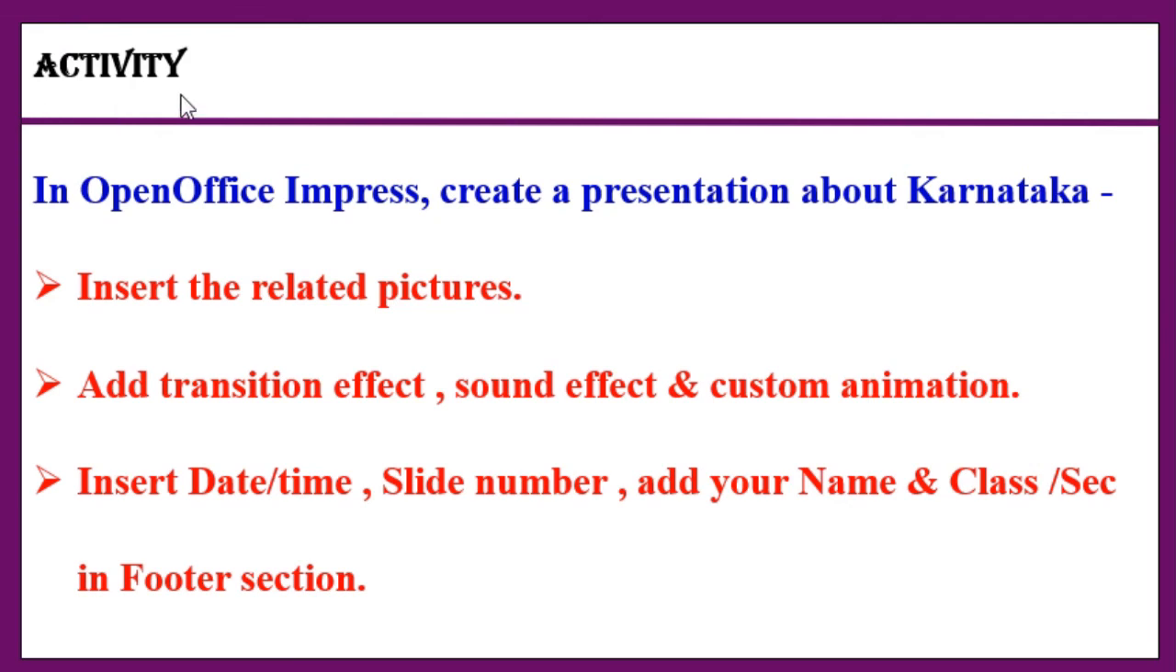Here is an activity for you. In OpenOffice Impress, create a presentation about Karnataka. Insert the related pictures. Add transition effects, sound effect and custom animation. Also insert date, time, slide number. Add your name, class and section in the footer section, children. After completing this activity, send it to my personal WhatsApp number.